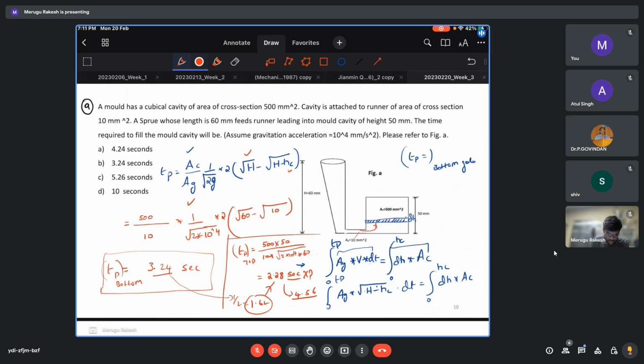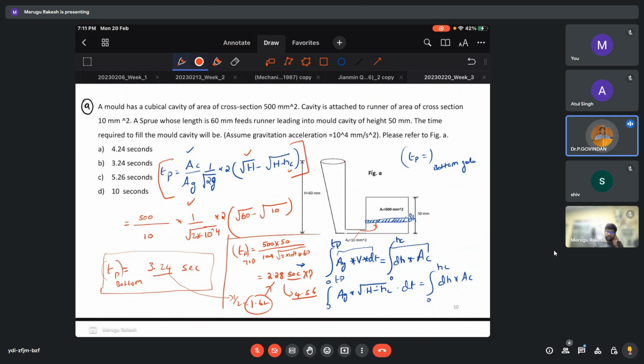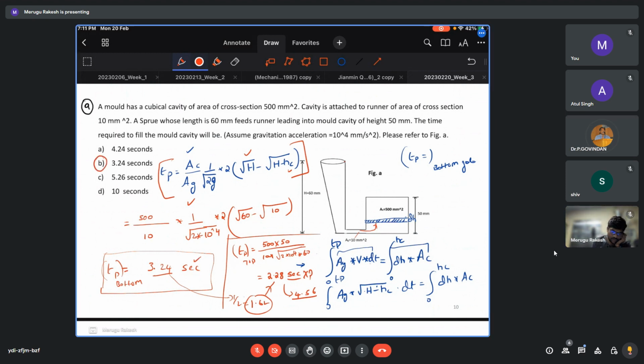That is the reason we need to remember this formula for the bottom gating system. But if the question says to take twice, you can directly take it. Sir, in this sum they have not mentioned it, but the figure is given as bottom gating. Yes, correct, that's why the answer is 3.24. I'm just checking how much it would come for top gating. It's not exactly half, it is more than half.